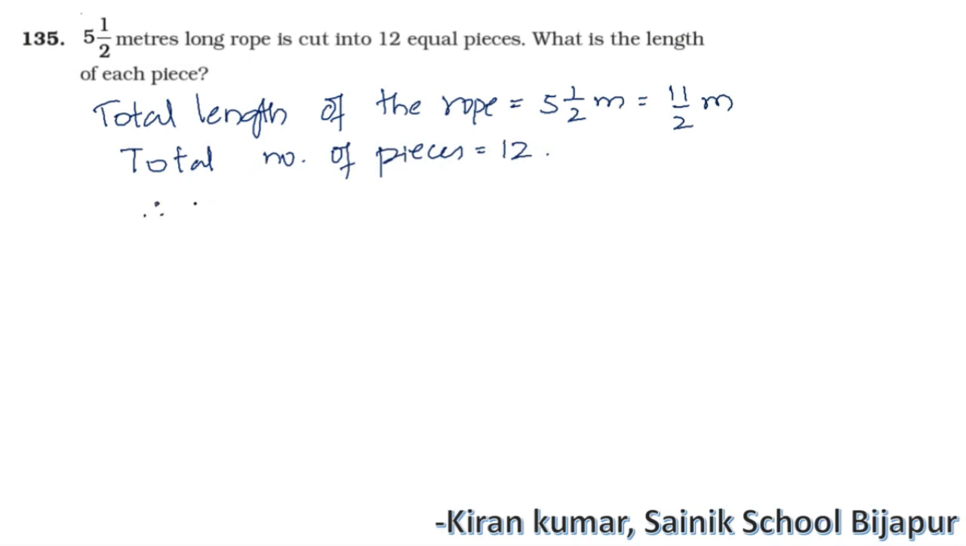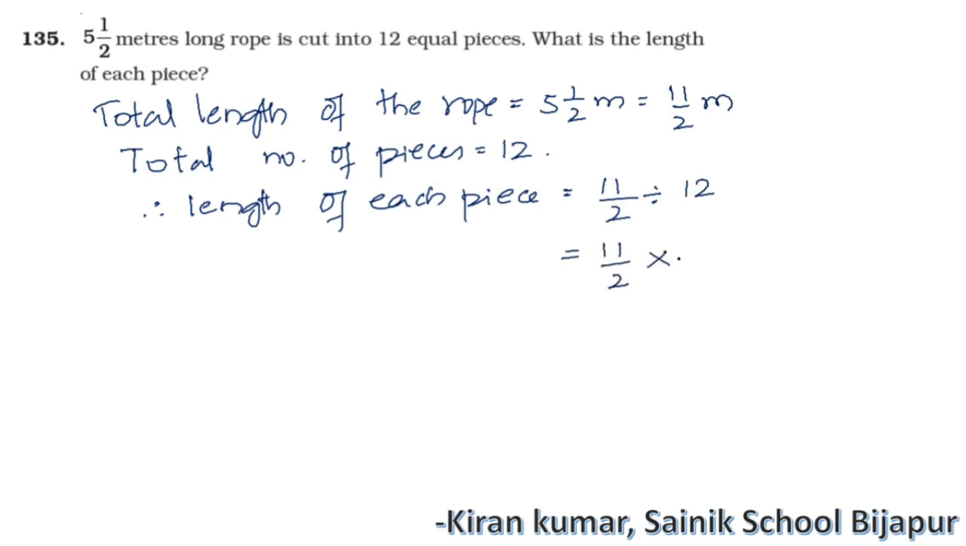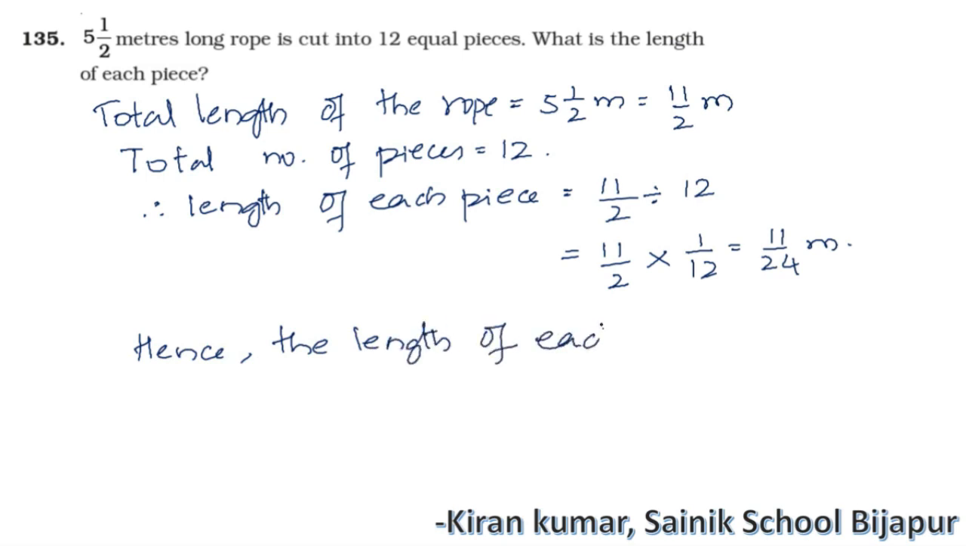Therefore, the length of each piece will be equal to the total length divided by the number of pieces. This will be 11/2 into 1/12. We get it as 11/24 meters. Hence, the length of each piece will be equal to 11/24 meters.